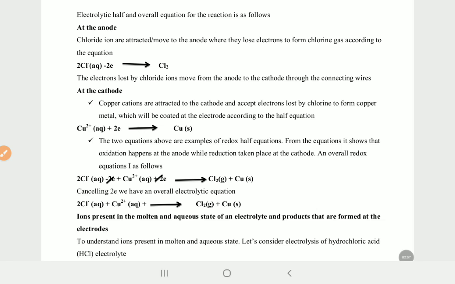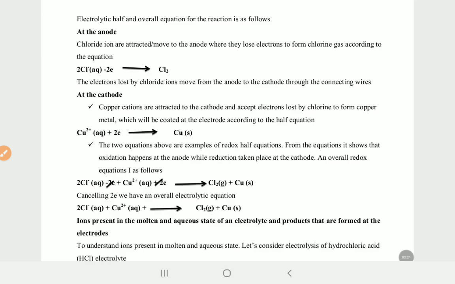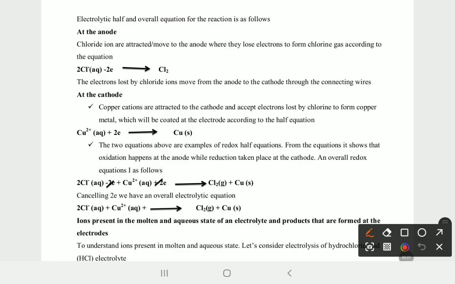So for that reason we have chloride ions that are getting there, and of course, as they go there, they are losing their electrons, okay? So we have this guy that is losing electrons. The electrons that are lost by these chloride ions move, and then get to the cathode where they are received by the positive ions that are going there, okay?